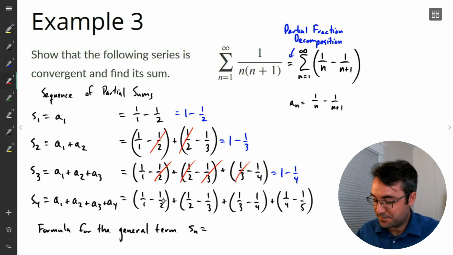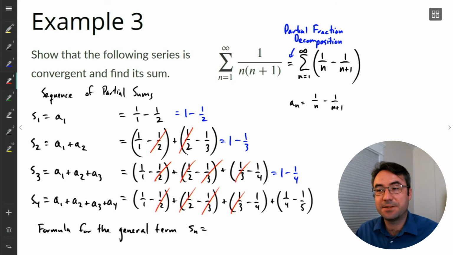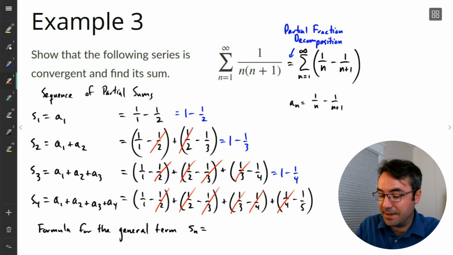And what about this last one? Well, we're still getting that same kind of behavior. The minus 1 half and the plus 1 half are canceling. The minus 1/3 and the plus 1/3 are still canceling. And then we have a minus 1/4 and a plus 1/4 that still cancel. All we're left with here is the first one, the 1, and then this minus 1 over 5 at the end.